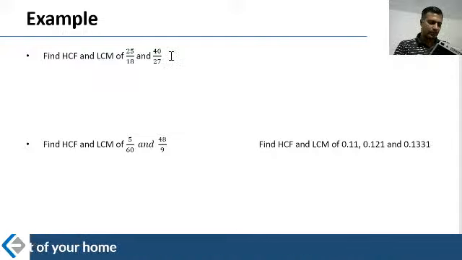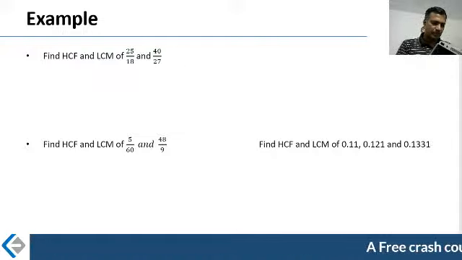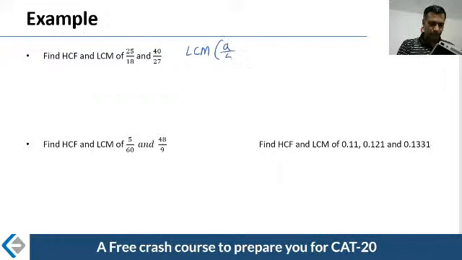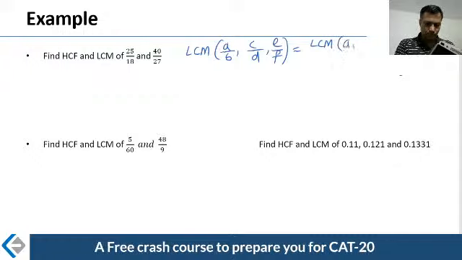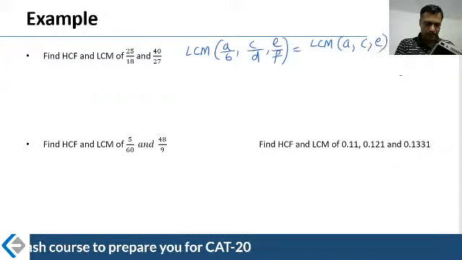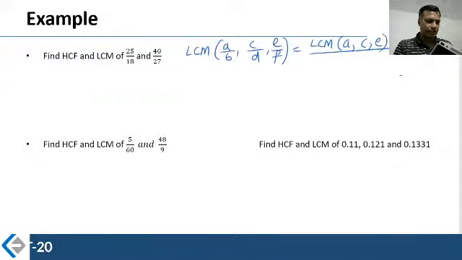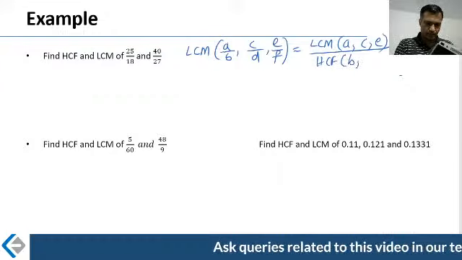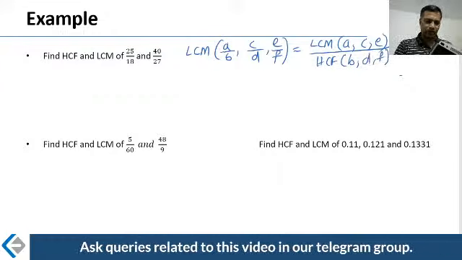So if I want to find the LCM of the fractions, what did we learn? The LCM of the fractions A by B, C by D, and E by F, however many fractions there could be, doesn't matter, is nothing but the LCM of the numerators, that is A, C, and E, divided by the HCF of the denominators, that is B, D, and F. This is what you would have learned.